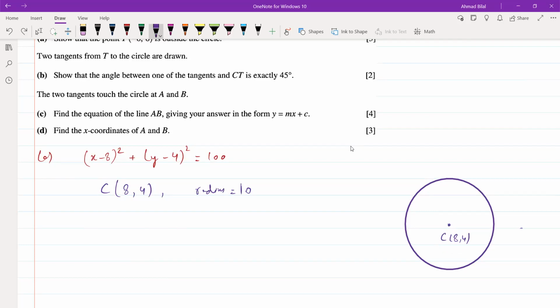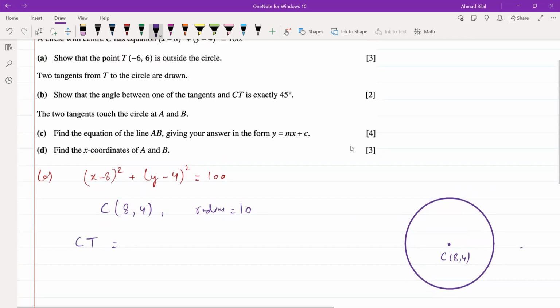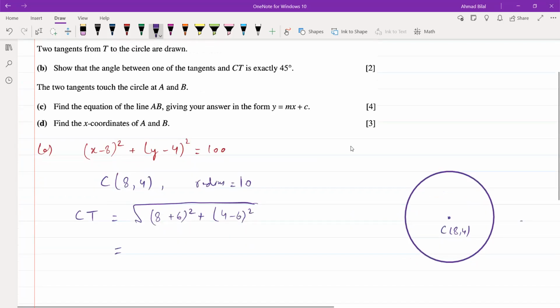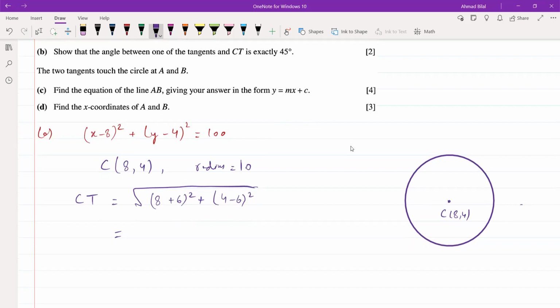So what you do is you find the distance CT. You find the distance CT from C to T using the distance formula. You can say that's the square root of (8 plus 6) whole square plus (4 minus 6) whole square. You get some value from there. What's that? Anyone?